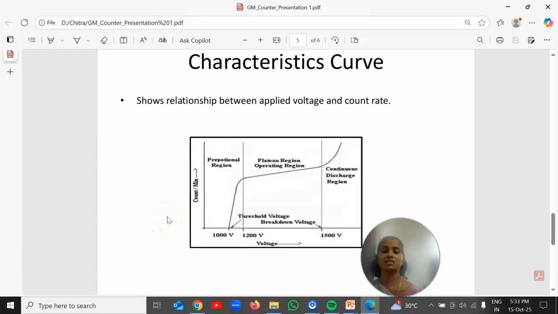In the ionization process, so many electrons and positive ions will be created. So the potential difference here is detected as a current pulse.